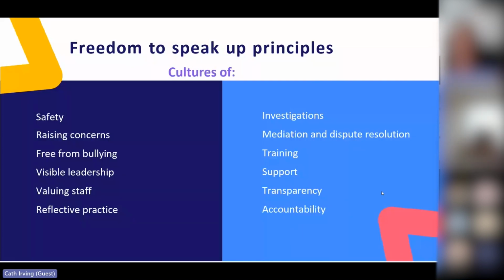Appropriate investigations need to be undertaken when concerns are raised, and there needs to be mediation and dispute resolution procedures in place. And through training, staff need to understand the responsibilities that they have for raising concerns and be provided with appropriate training in order to undertake their roles fully and completely understand what their responsibilities are. And within all organisations, we want those really good and strong cultures of transparency and accountability.